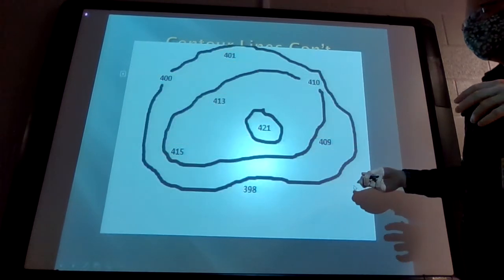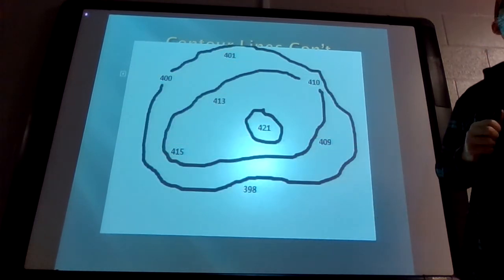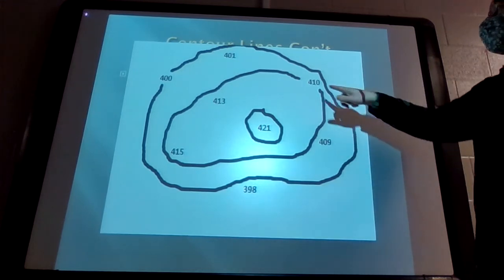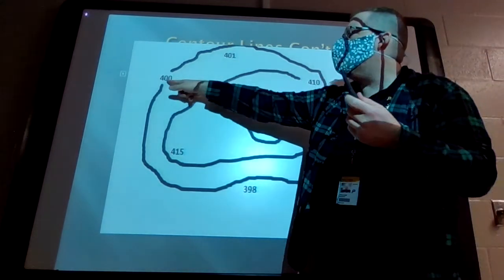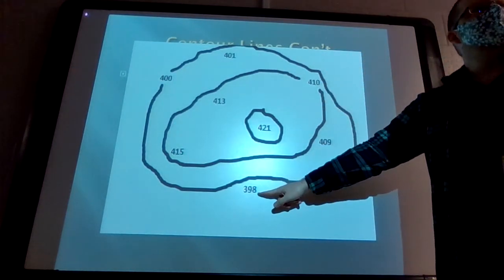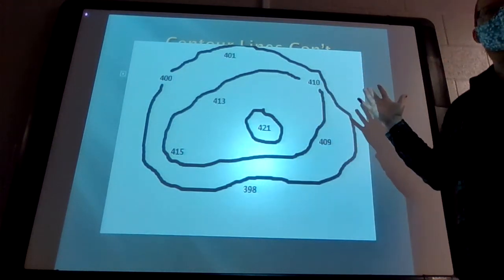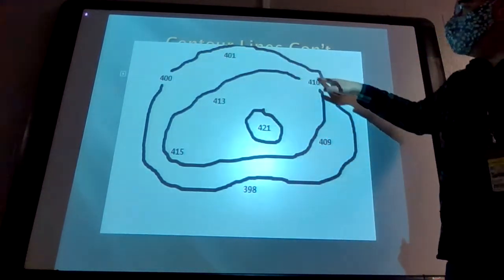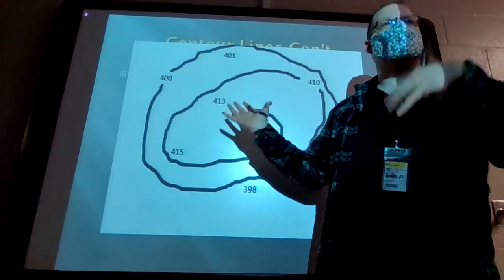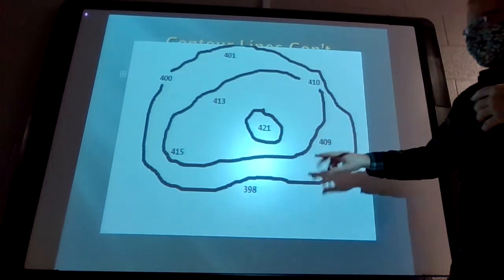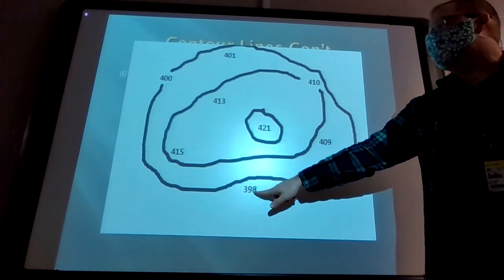And so what you want to do with your contour lines is separate things that are higher and lower than your number. So for example, we got our 400 one. Pretty much every single number other than 398 is bigger than 400. So that's what I'm doing. As I go around 400, I'm separating the numbers that are bigger and smaller. All my bigger numbers are inside my 400 loop. All my smaller numbers are outside.